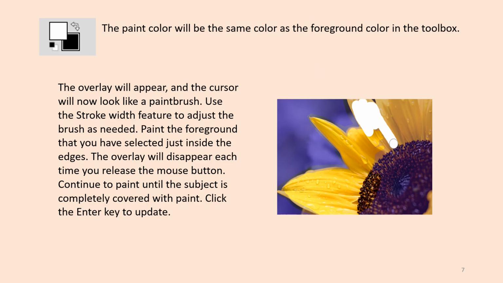The paint color will be the same color as the foreground color in the toolbox. The overlay will appear and the cursor will now look like a paintbrush. Use the stroke width feature to adjust the brush as needed. Paint the foreground that you have selected just inside the edges. The overlay will disappear each time you release the mouse button. Continue to paint until the subject is completely covered with paint. Click the Enter key to update.